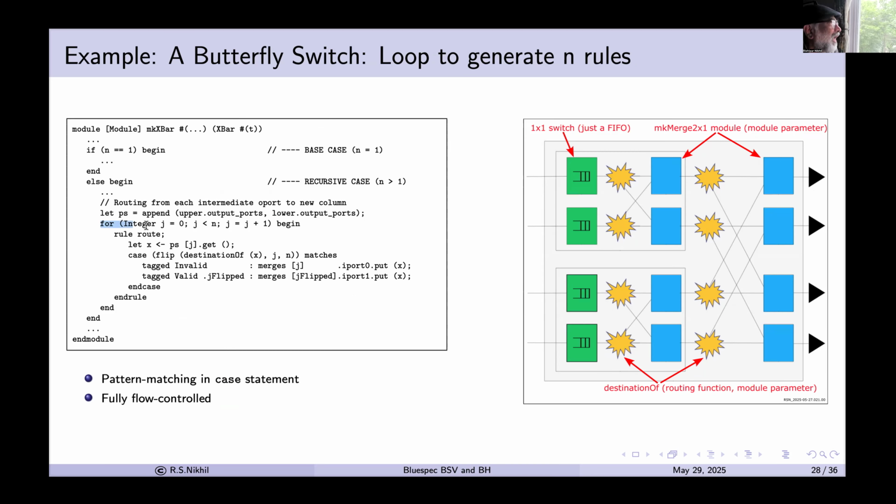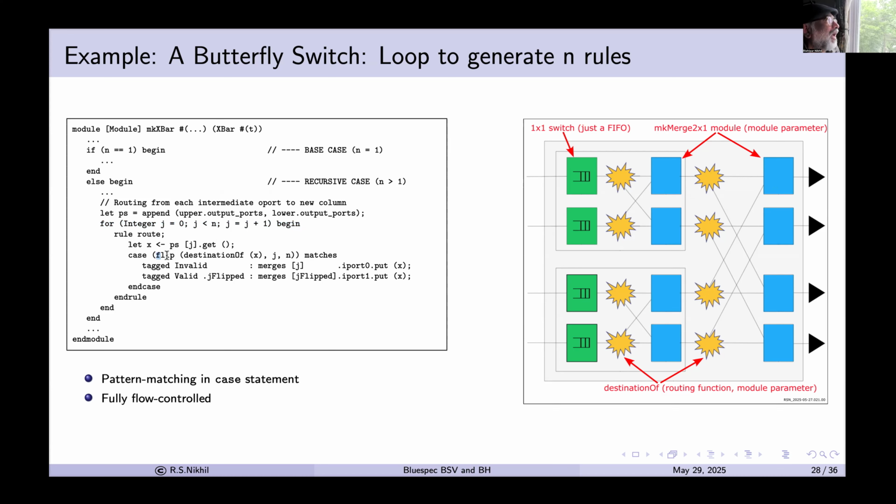So here, what I have is a loop, which is a generate loop, basically. And what I'm trying to do is generate all these yellow blobs that you're seeing in the picture here, this column of 4 yellow blobs. Each one is a rule that does a get from its input FIFO, uses the routing function to decide which of its outputs it should go on, and then does either a put on one output or a put on the other output. So that's basically what it's doing.